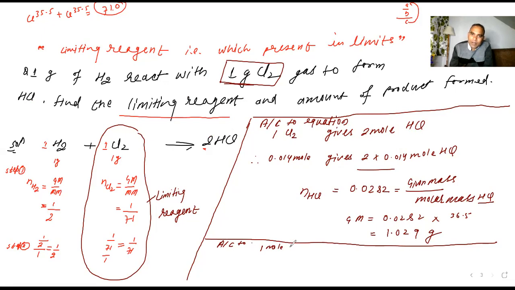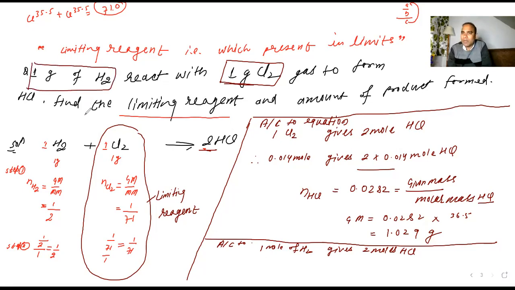So that is 1 mole H2 according to the equation. 1 mole H2 gives how many? 2 moles HCl. Yes or no? According to this equation, 1 mole H2 gives 2 moles HCl. So how many moles are we having? Half mole. Because 1 gram H2 is there. So mole is obviously 1 by molar mass. 1 by molar mass 2 means half mole is coming. 1 gram means half mole.